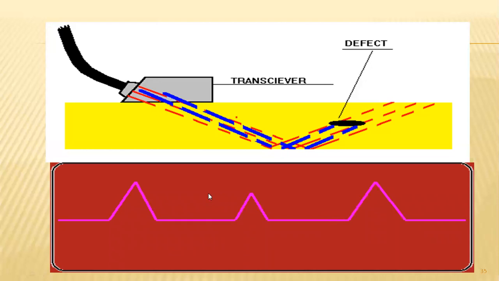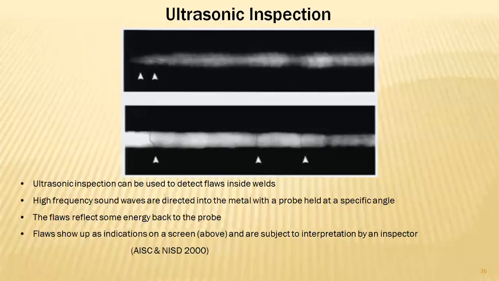And if there are multi-level flaws existing in the object, multi-level deviations based upon the size of the deviations, the size of the crack that has been identified, the size of the peaks and valleys will vary in the oscilloscope. Ultrasonic inspection is this one.